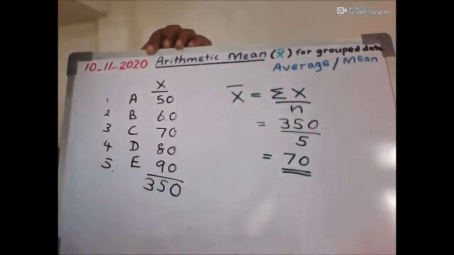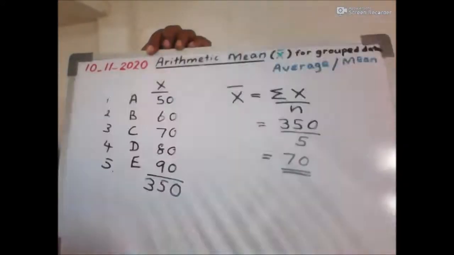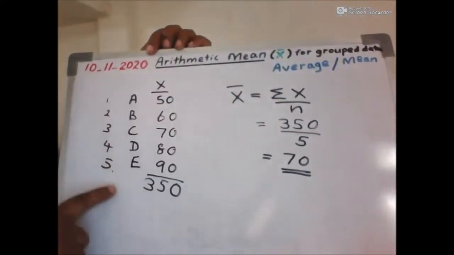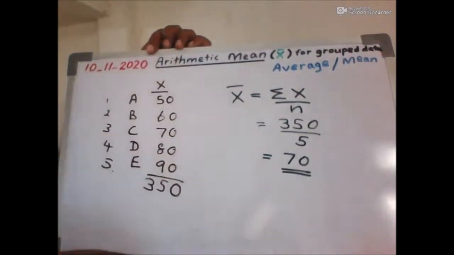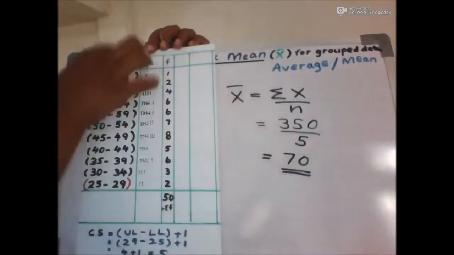Now we have to calculate the arithmetic mean for grouped data. What do you mean by grouped data? Now we have only 5 students. If there are 100 students, 500 students, 50 students, can we write all the marks and add them together, then divide that by the number of students? We can, but it's not that efficient. So we group these marks. These are called group data.